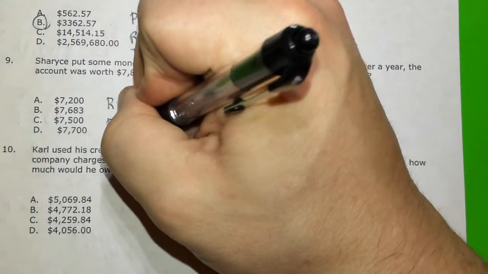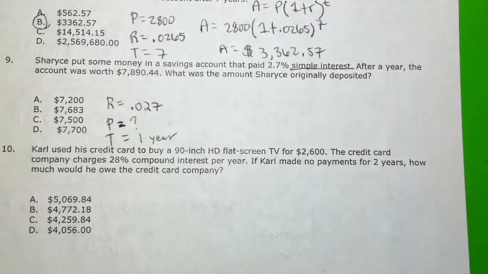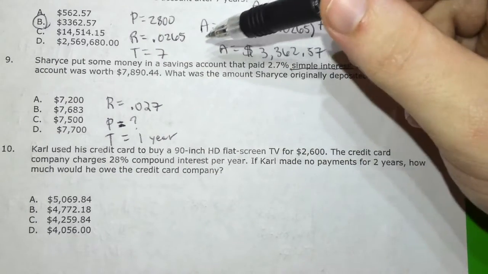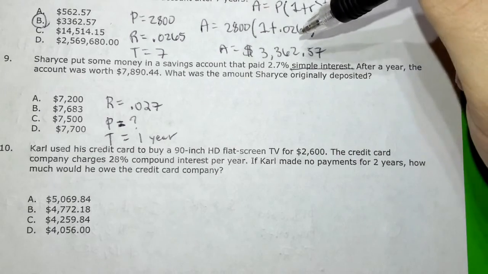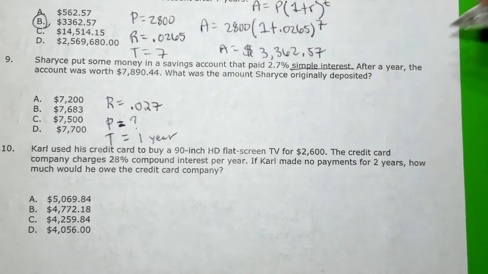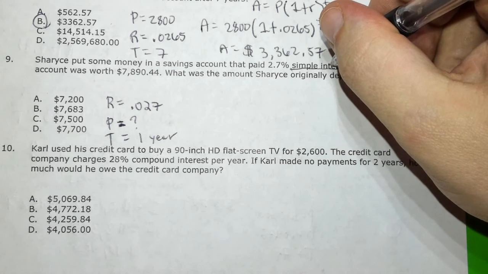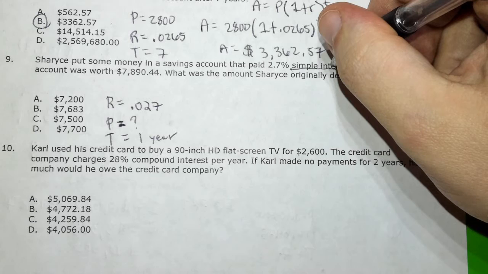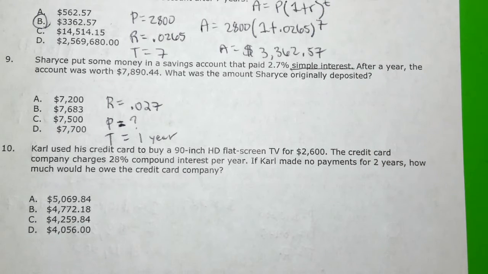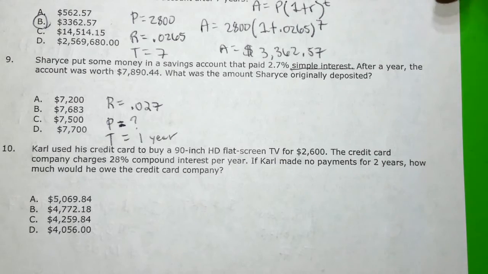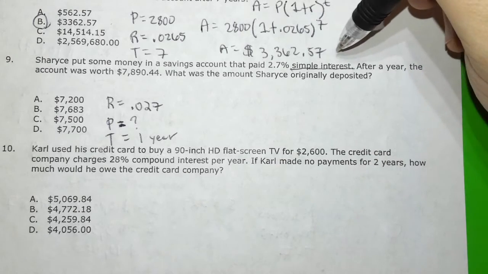And the time was after a year, so time equals 1 year. The account was worth $7,890.44. Okay, so it is simple interest. Once again, it is simple interest.